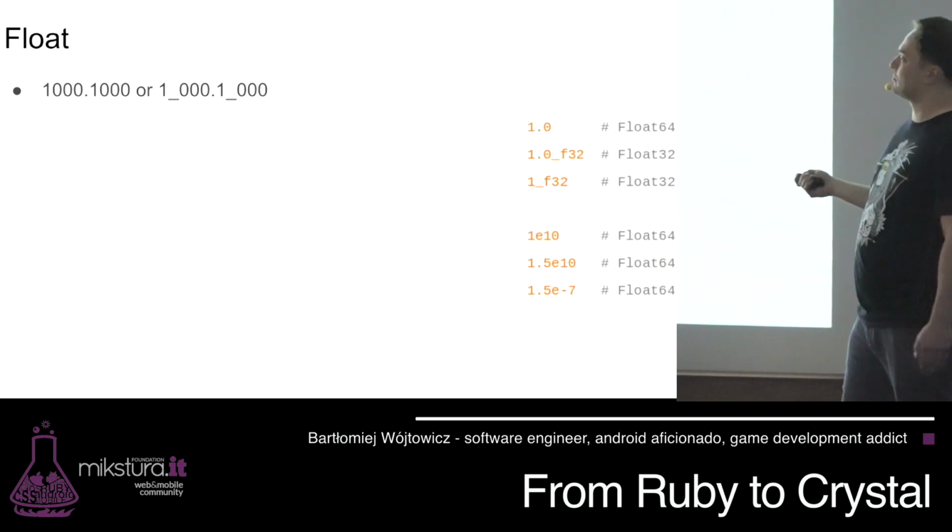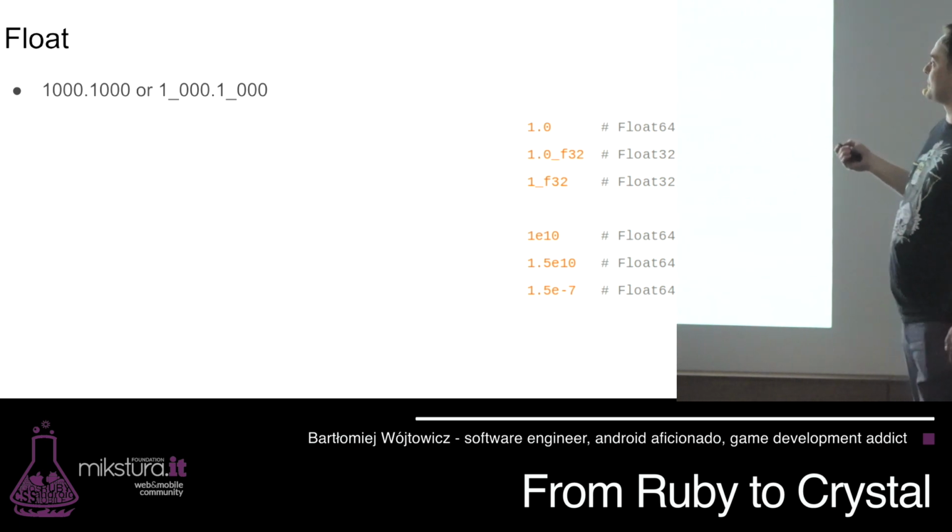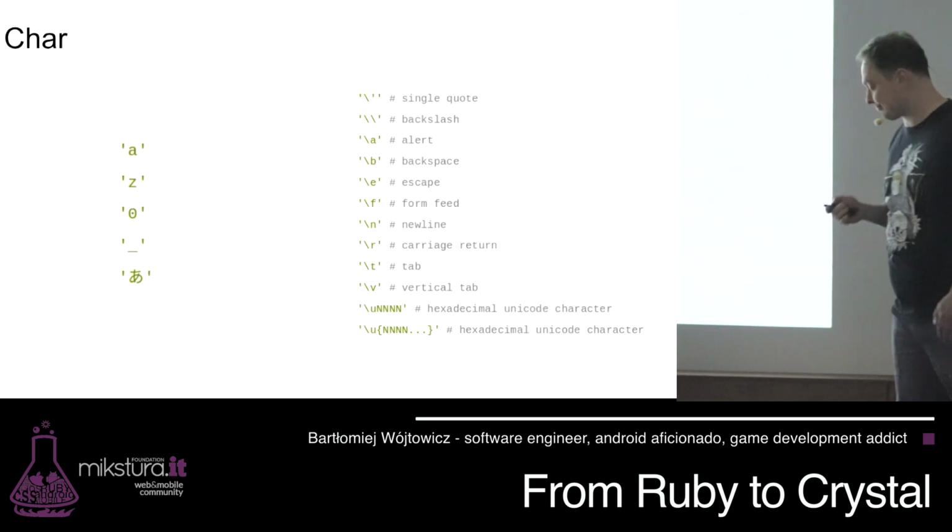Okay, float, the same. You can format it here and here. And by default, it's equal to double if you don't have a specifier. And if you want to have the float version, which is 4 bytes, you need to use F32.